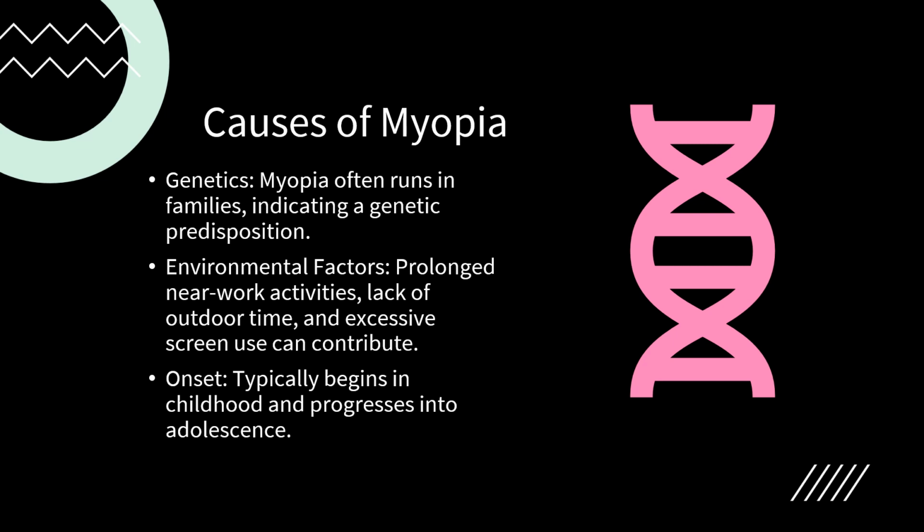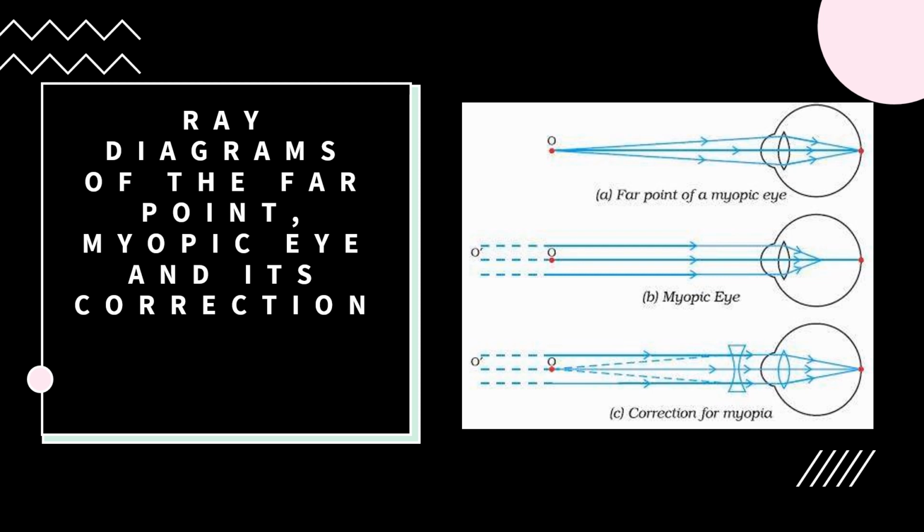So some other factors of myopia are genetics, environmental factors, and onset. So I would like you all to take a look at this slide to understand these three causes of myopia in more depth. Now let's go to the next slide.